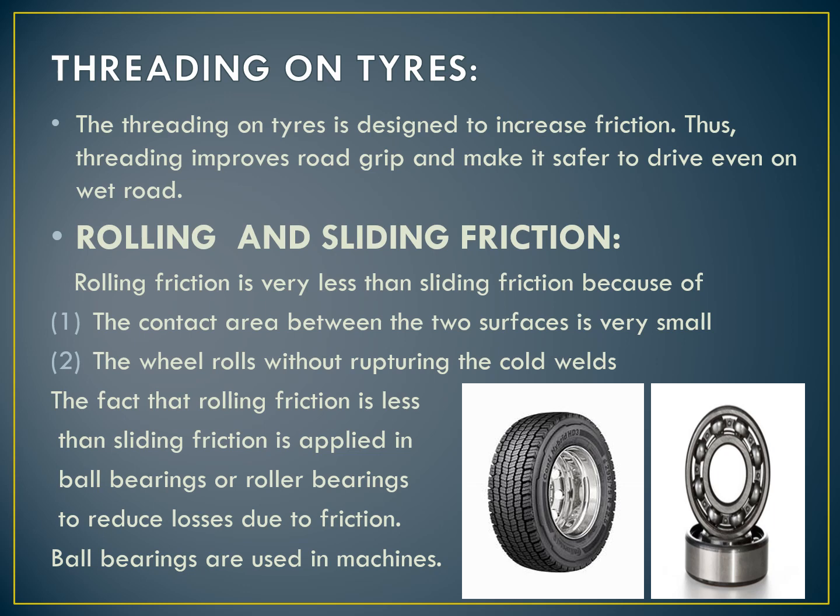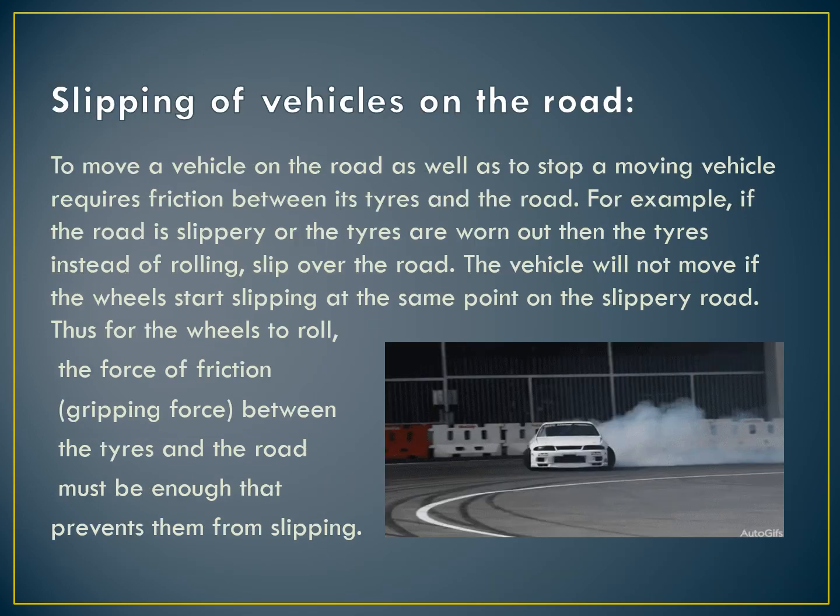The ball bearings, as you can see in the picture, are small steel balls which are introduced between the two surfaces of the machines, and they convert the sliding friction into rolling friction.